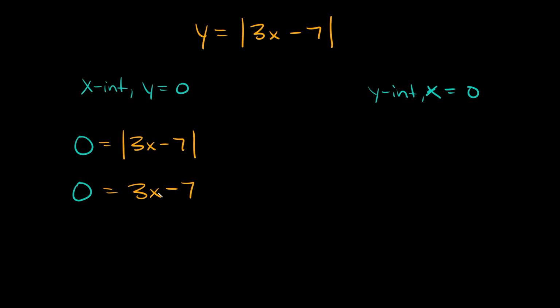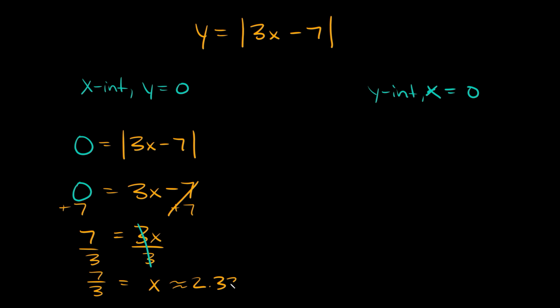So again, we're just trying to solve for x here, so we can add 7 to both sides. So here we get that 3x is equal to 7, and then here we can divide both sides by 3. Those die, and we're left with x is equal to 7/3. Or again, if you wanted to convert that into a decimal, x would be approximately 2.33. Okay, so this is where the equation hits the x-axis.